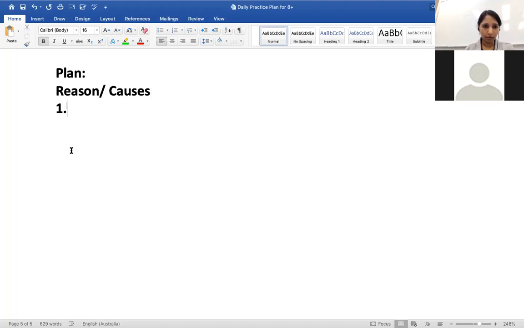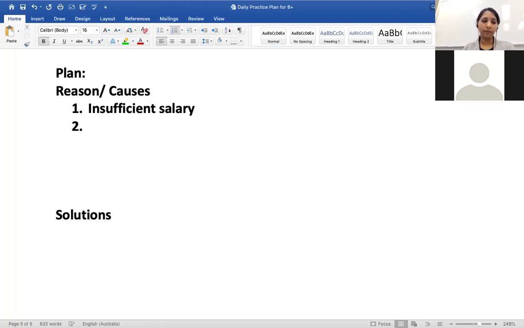So the first reason could be not sufficient salary or wages. Insufficient salary. Very good. Then imbalanced workload and pay. It's the same thing. So workload is more and pay is less. Yep.